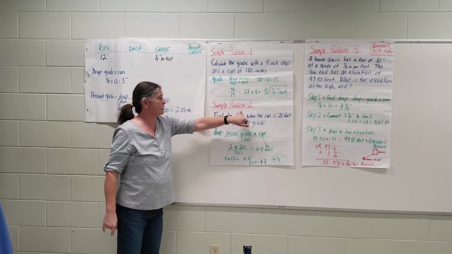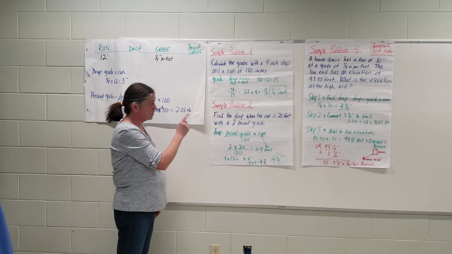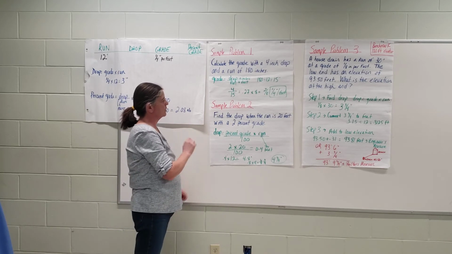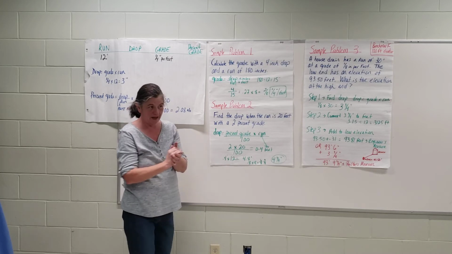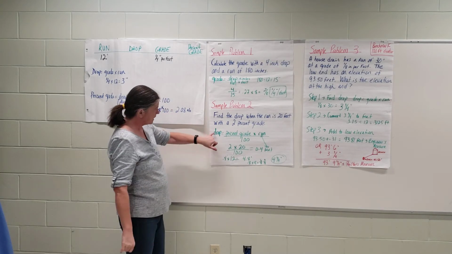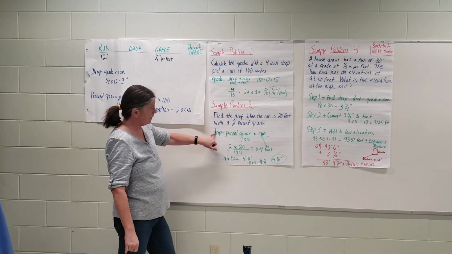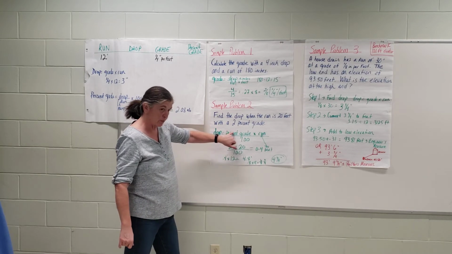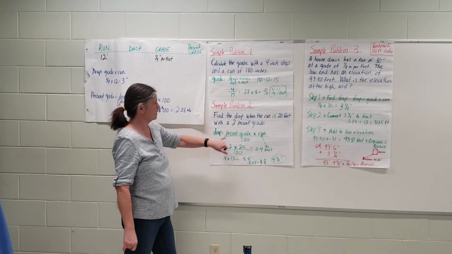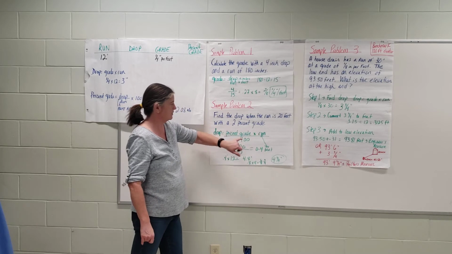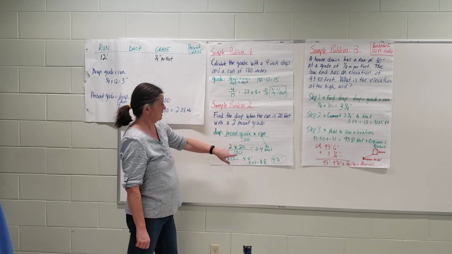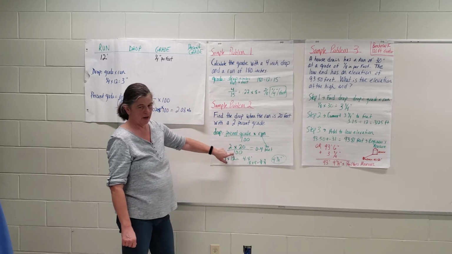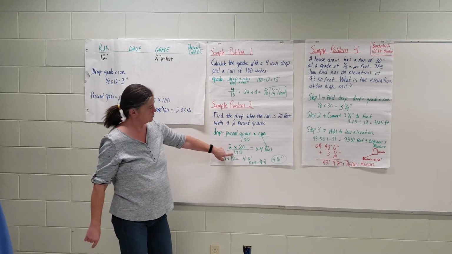Okay, sample problem 2. Find the drop when the run is 20 feet with a 2% grade. So, I'm looking at my formula sheet, and I'm looking at the formula for looking for drop, where we're given the percent grade. So here it is here, percent grade times run divided by 100. Easy enough. Percent grade is 2 times the run of 20 divided by 100. Here's where it gets tricky.